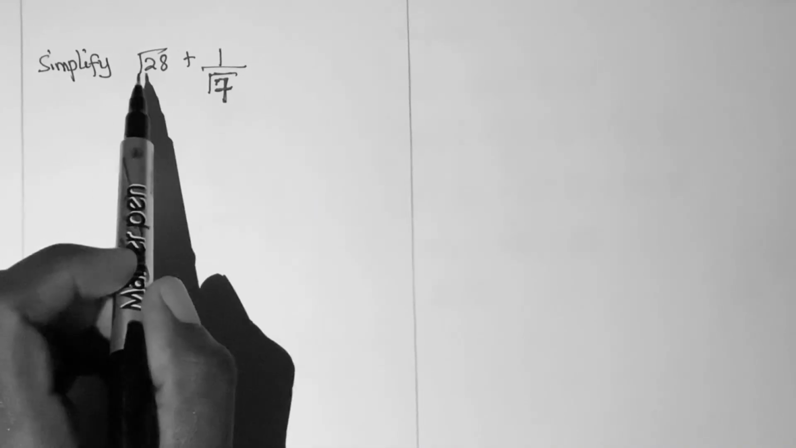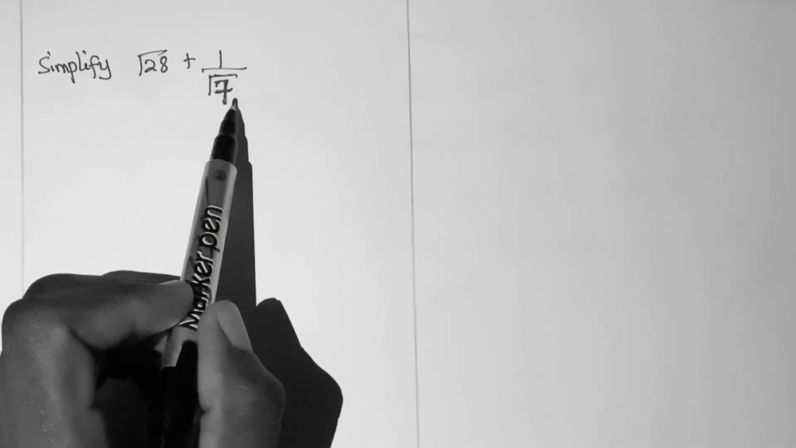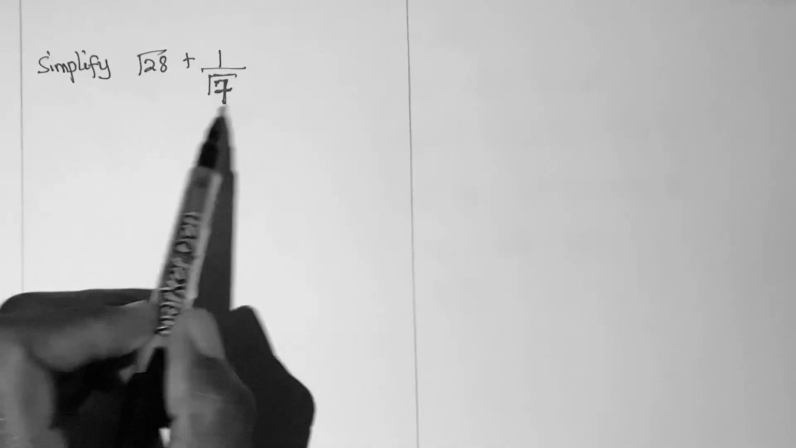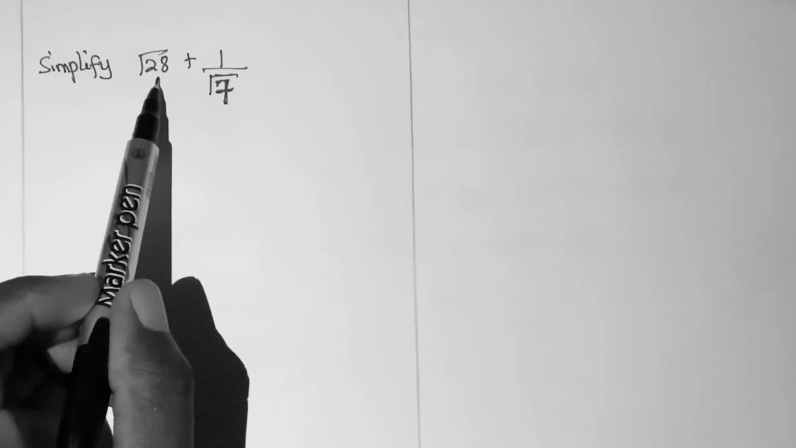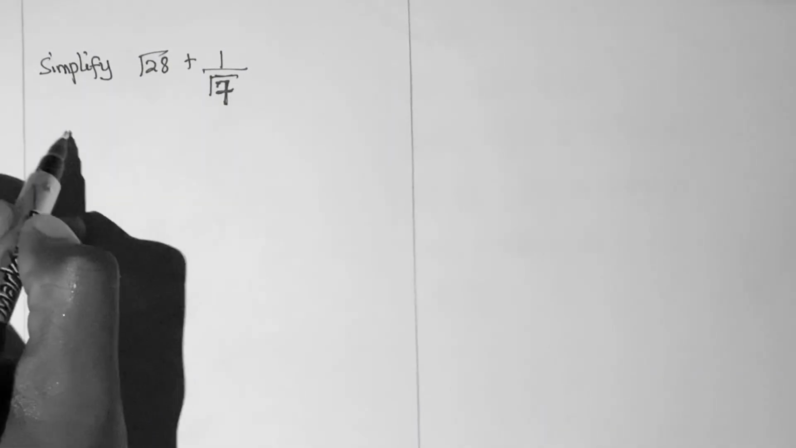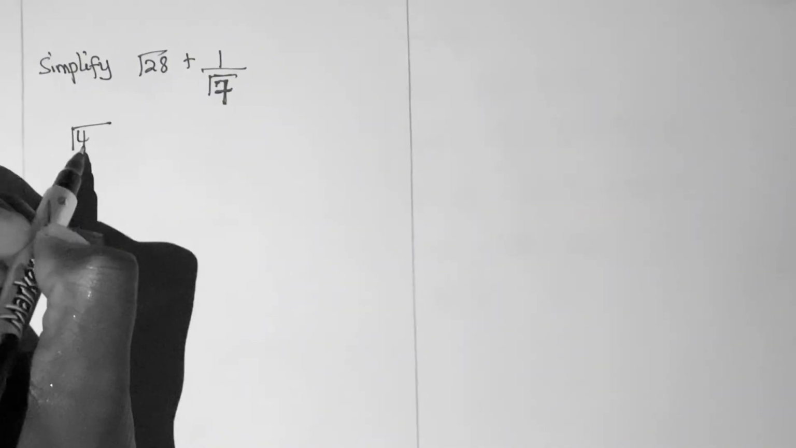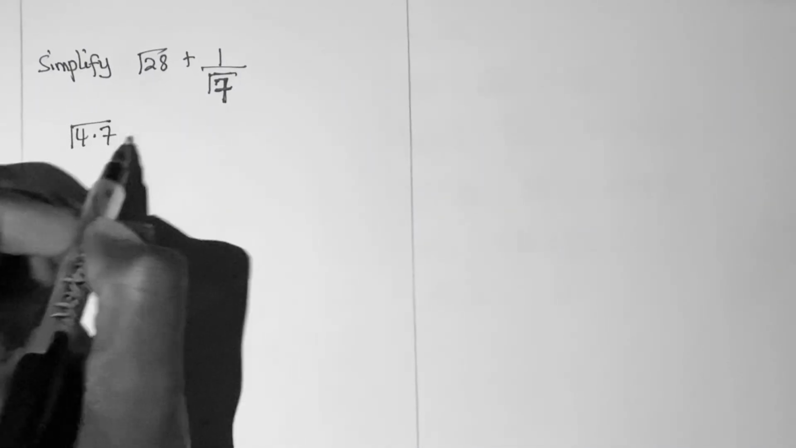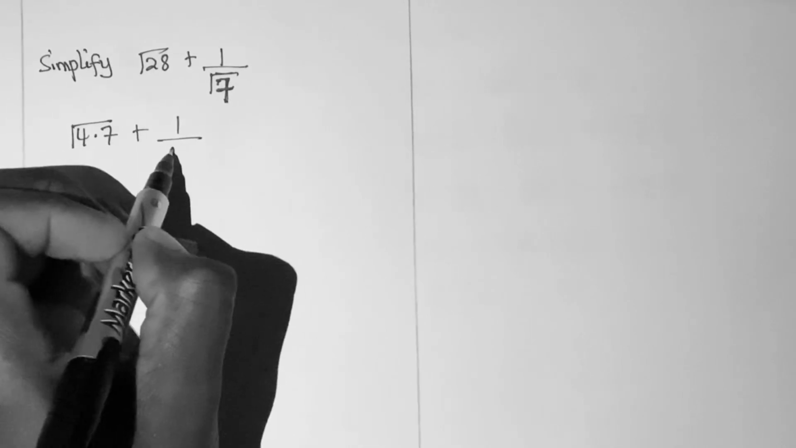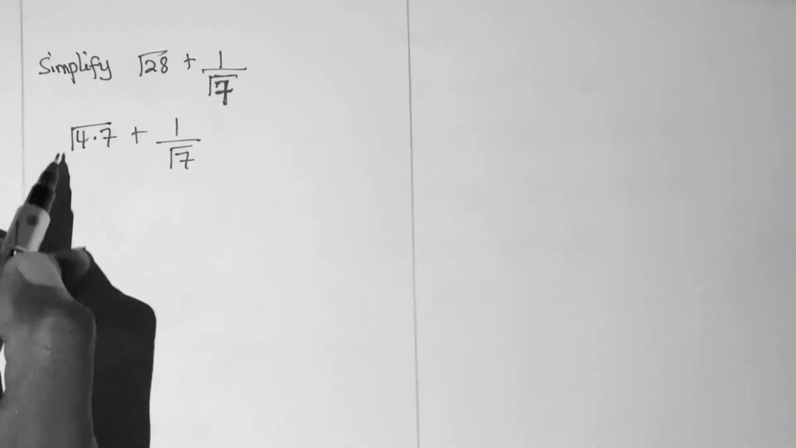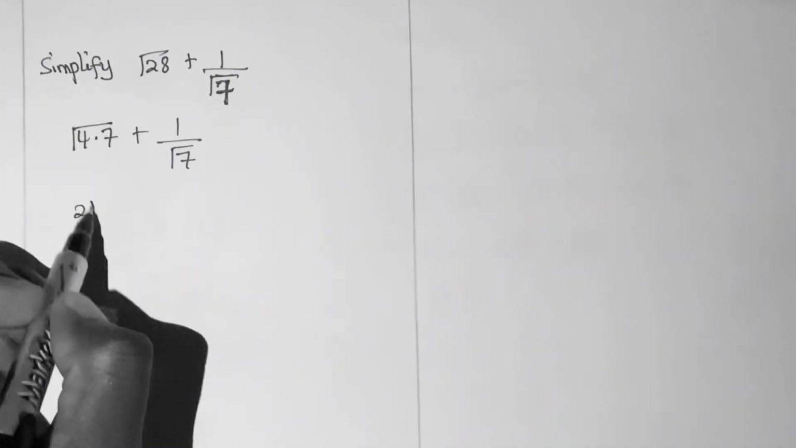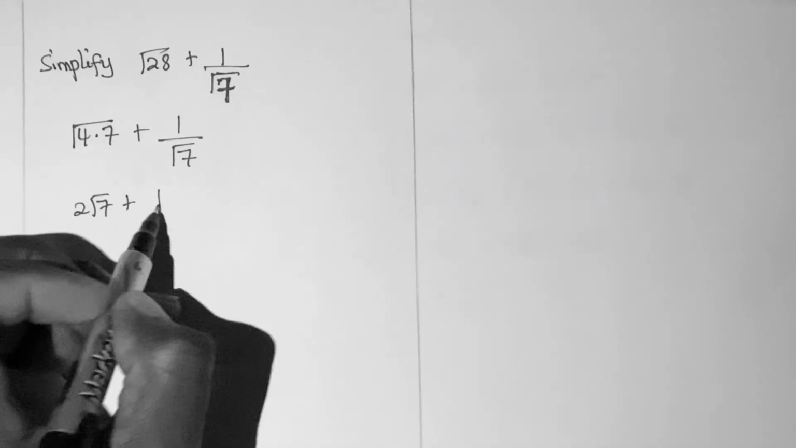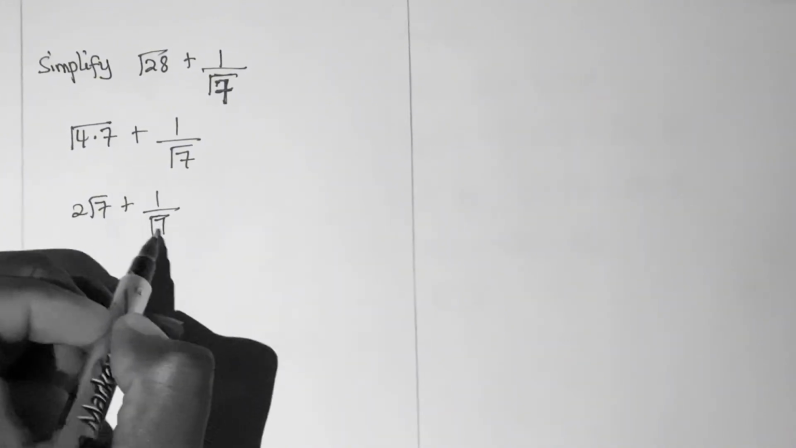So simplify square root of 28 plus 1 over square root of 7. Anytime you get a question in this form, you are supposed to break the square root into its simplest form. So let's break the square root of 28 into simplest form. So square root of 28 is the same as square root of 4 times 7. Then plus 1 over square root of 7. So this becomes square root of 4 times square root of 7. Square root of 4 is 2. So here becomes 2 root 7 plus 1 over root 7.